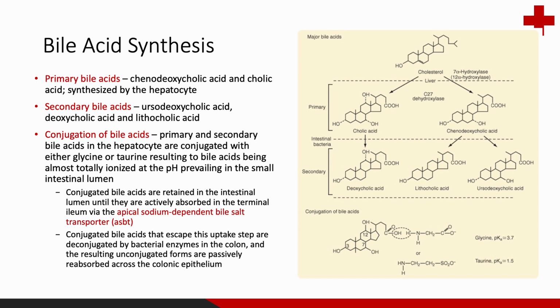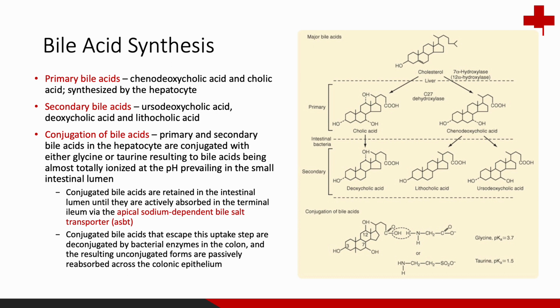Conjugation of the bile acids then follows. The primary and secondary bile acids in the hepatocyte are conjugated with either glycine or taurine, resulting in bile acids being almost totally ionized at the pH prevailing in the small intestinal lumen and thus cannot passively traverse cell membranes.